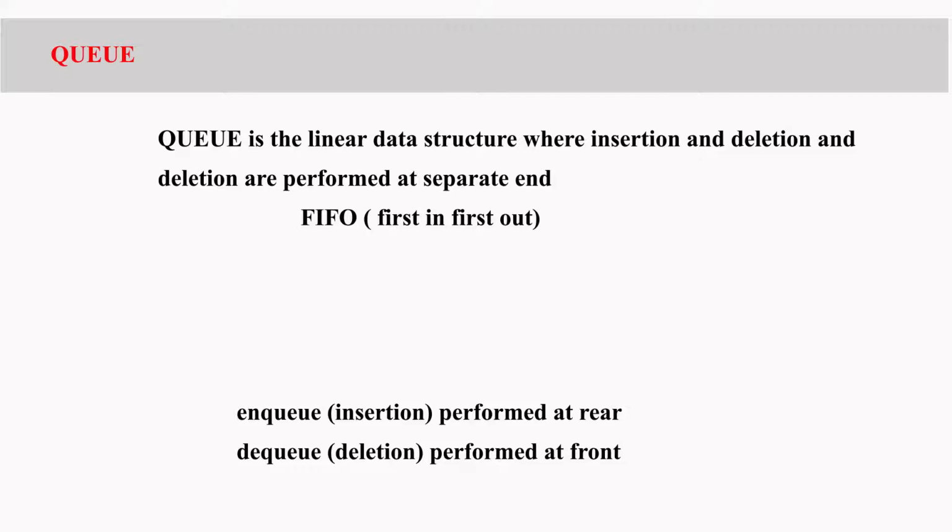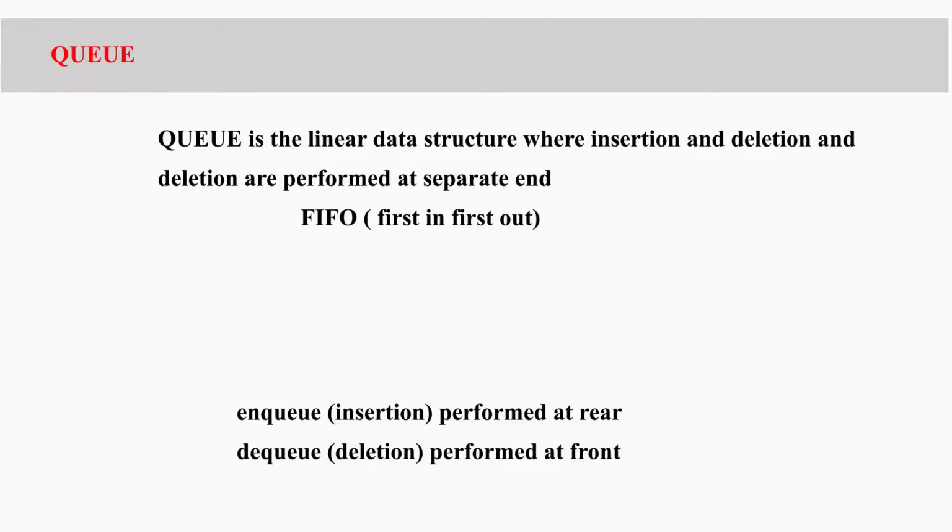Today we are going to discuss queuing. What is a queue? A queue is a linear data structure where insertion and deletion are performed at separate ends. First of all, let's understand what a data structure is. Data structure means arranging data in a particular format. Linear data structure means data elements are arranged in linear form, one after another. A queue is termed FIFO, first in, first out.